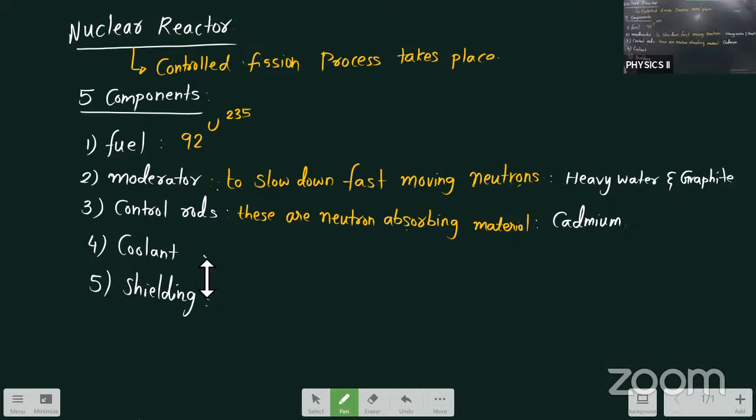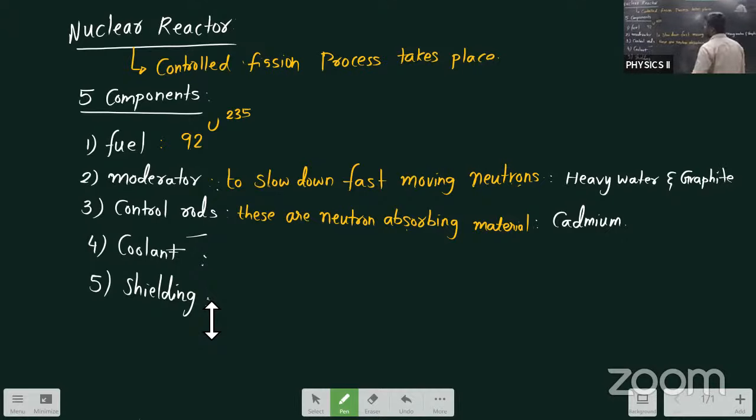What was the work for coolant? Whatever heat was generated in the nuclear reactor, all that heat was absorbed by coolant, and that was used for running a turbine. Through that, we'll be generating electricity. And why we will be using shielding? In order to protect the external environment from the harmful radiation. So these were the things that we have discussed in yesterday's class. Now let us continue further.